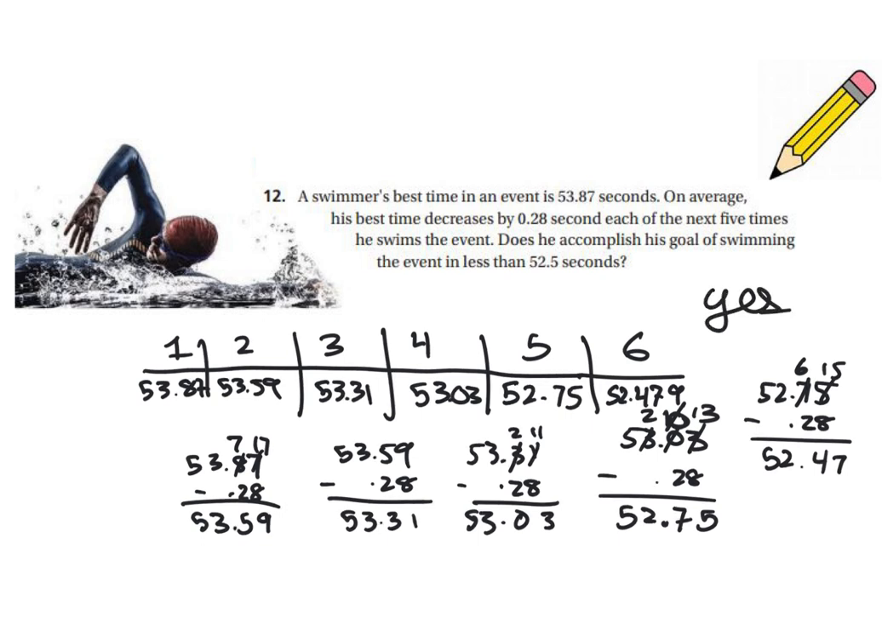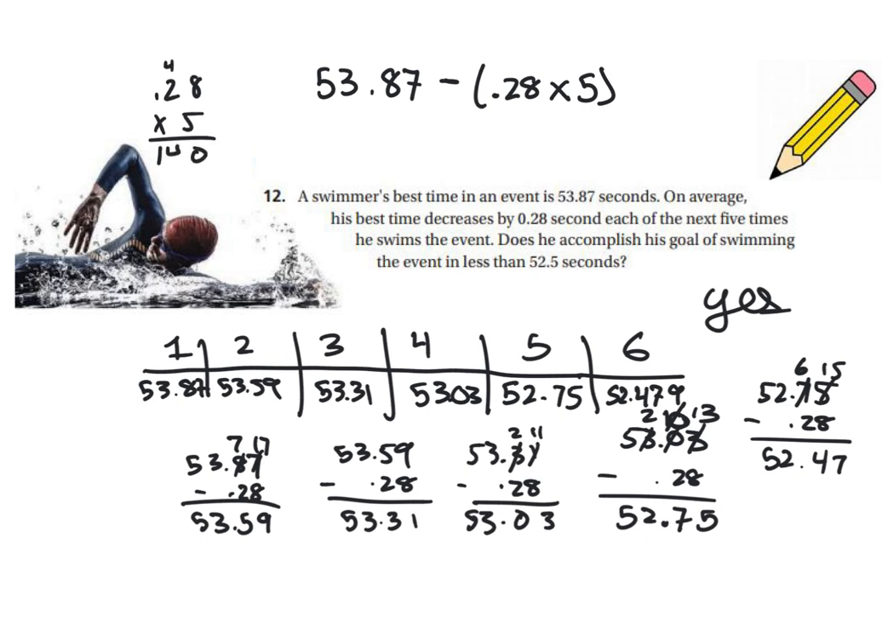Now, we could also write an expression. We could say 53.87, and then we're going to take away 0.28 times 5, because the next 5 events. So we would take 0.28 times 5. Eight times 5 is 40. It's 14, so we'd do 2 digits after a decimal, 1.40.